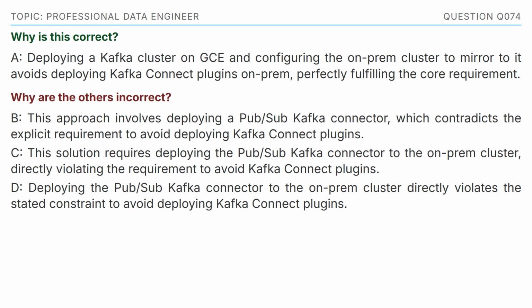B. This approach involves deploying a Pub/Sub Kafka connector, which contradicts the explicit requirement to avoid deploying Kafka Connect plugins. C. This solution requires deploying the Pub/Sub Kafka connector to the on-prem cluster, directly violating the requirement to avoid Kafka Connect plugins. D. Deploying the Pub/Sub Kafka connector to the on-prem cluster directly violates the stated constraint to avoid deploying Kafka Connect plugins.